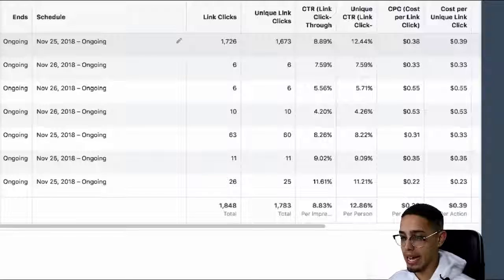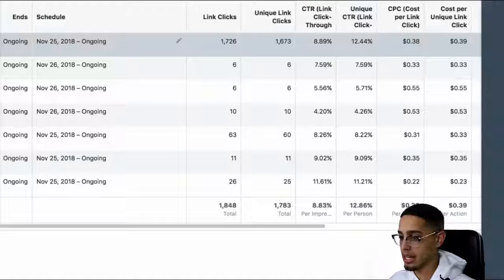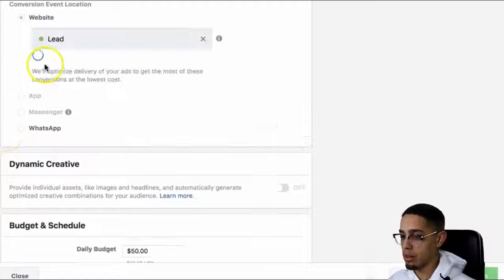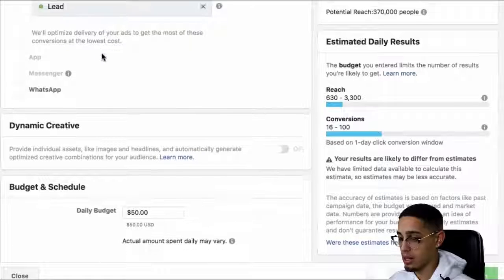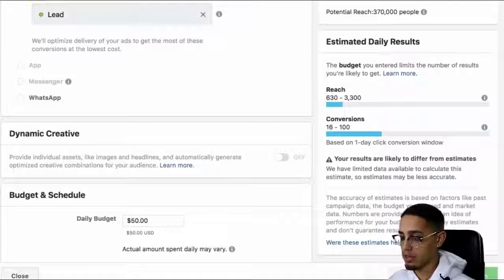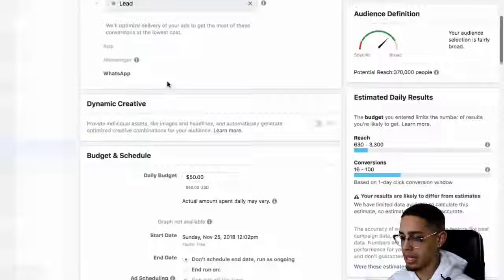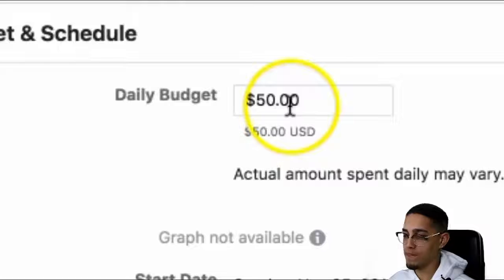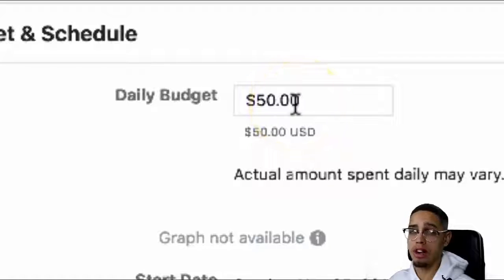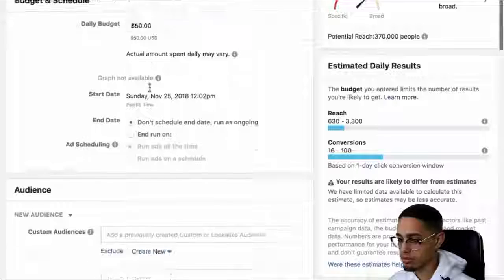Once you create an ad set, just to show you what an ad set looks like, once you go inside, you're going to break down this information. First, as far as conversions, I'm optimizing for leads. Next, my daily budget is $50 per day, but I'd highly recommend starting at $5 per day until you find a winner. Then you scale that winner.